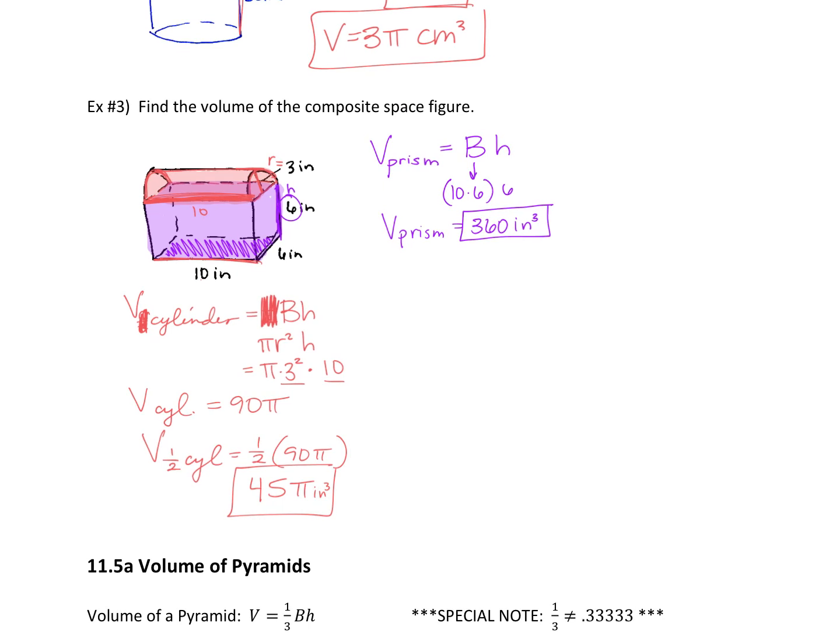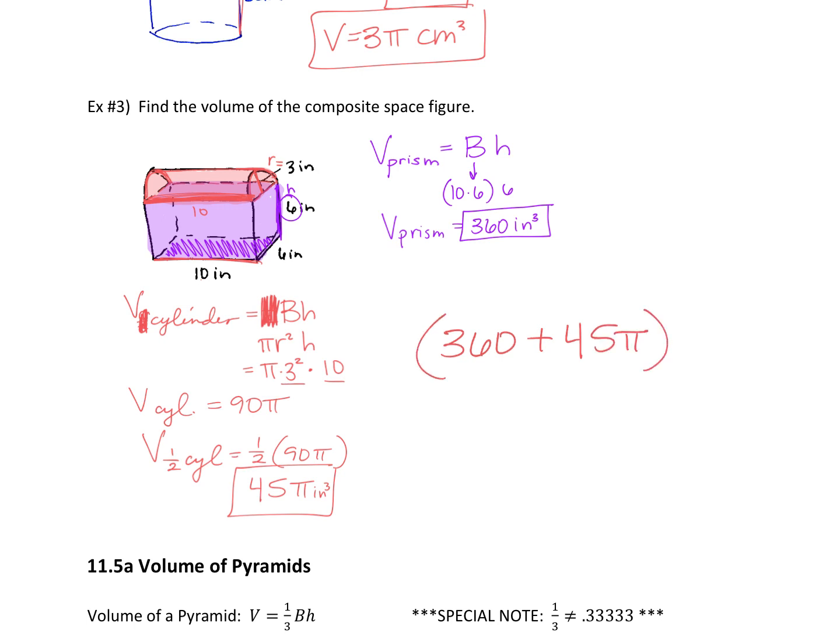So when they ask you what is the volume of it's called a composite space figure. We've used that term maybe one other time before. It's just saying put things together. Composite. Put them together. Okay? So you would do 360 plus 45 pi. Okay, this would be the exact answer.